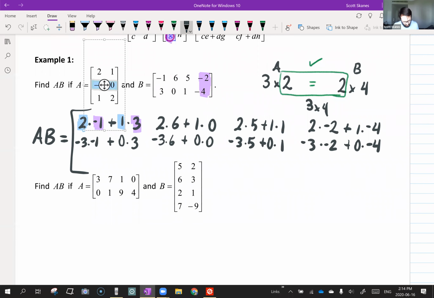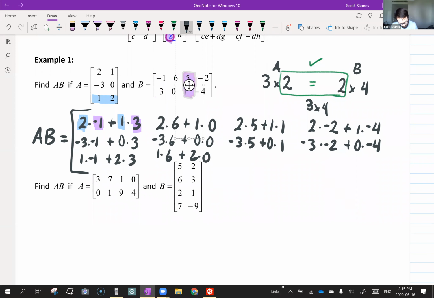And now I got to work down and say, what about my third row, first column of my last matrix? It's going to be 1 times negative 1 plus 2 times 3. And I'll keep going down. 1 times 6 plus 2 times 0. It'll be 1 times 5 plus 2 times 1. And finally, 1 times negative 2 plus 2 times negative 4.